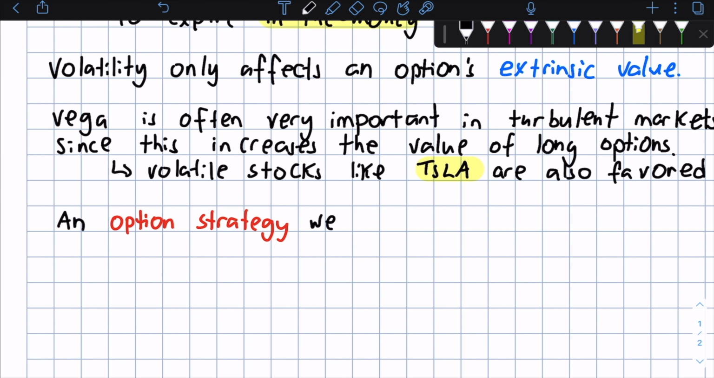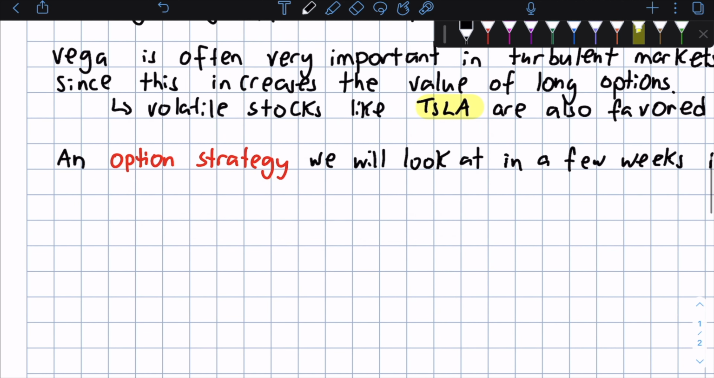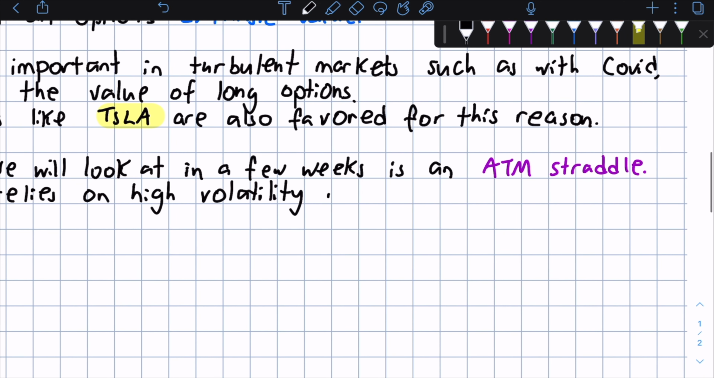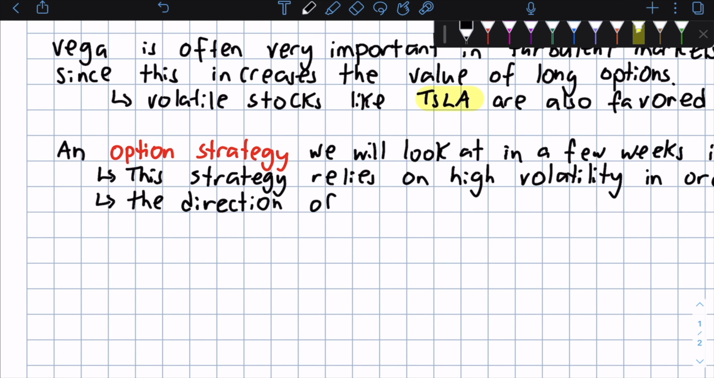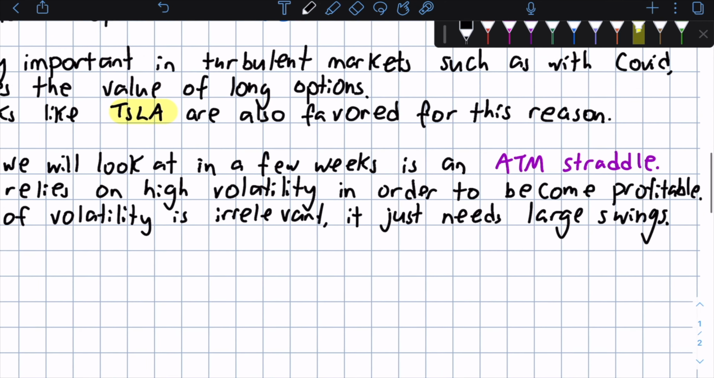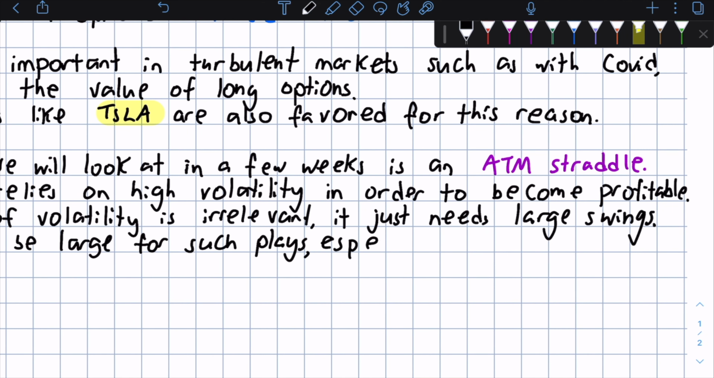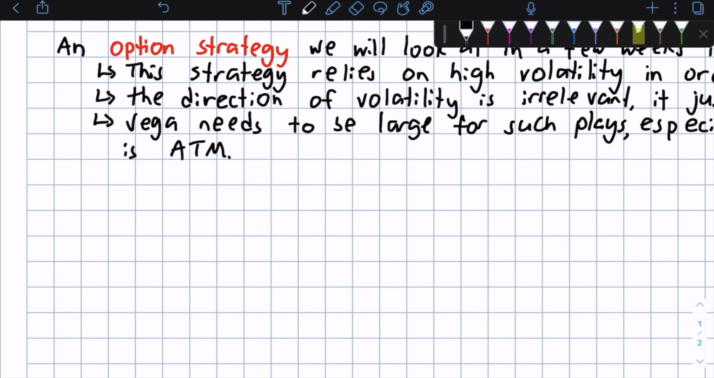An option strategy that we'll cover in the future is an at-the-money straddle. This strategy is of importance here because it relies on high volatility in order for the positions to become profitable. The direction of the volatility is irrelevant for this position. It just needs to have large swings to be in the money, so it can be downward or upward. And Vega needs to be very large for these types of plays, especially if the straddle is in the money, since these are fairly expensive options.